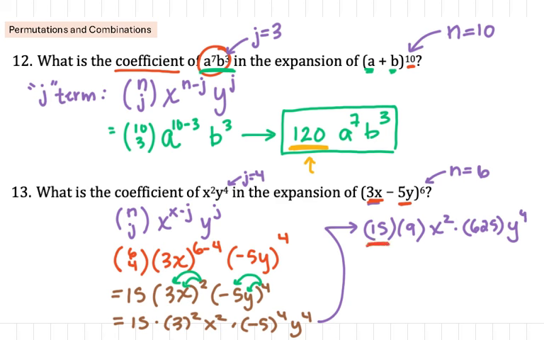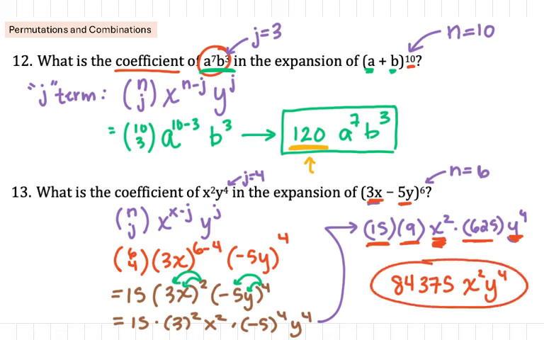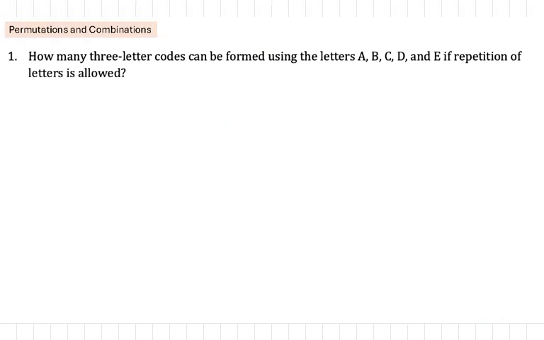So lastly, we'll multiply all these together, and we get a very big number, 84,375 x squared y to the 4th. And if you remember, the question itself was, what's the coefficient of the x squared y to the 4th term? That is the coefficient. Okay, now we're going to get into some more complicated problems.